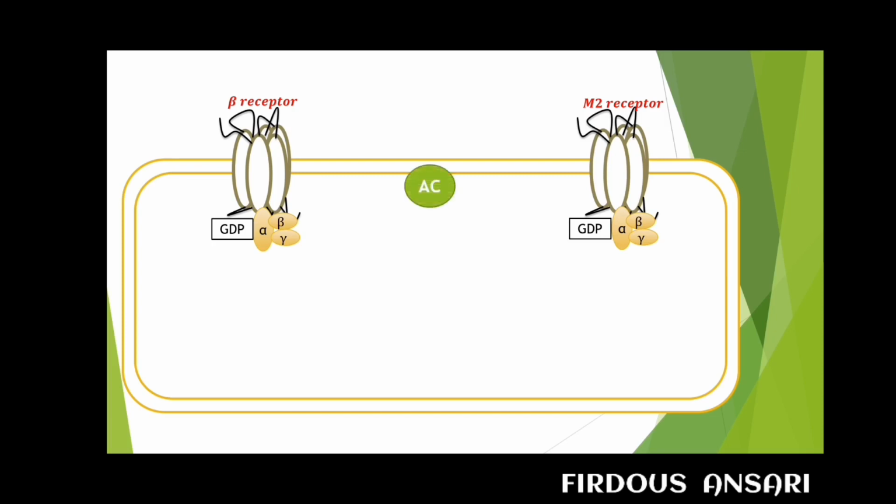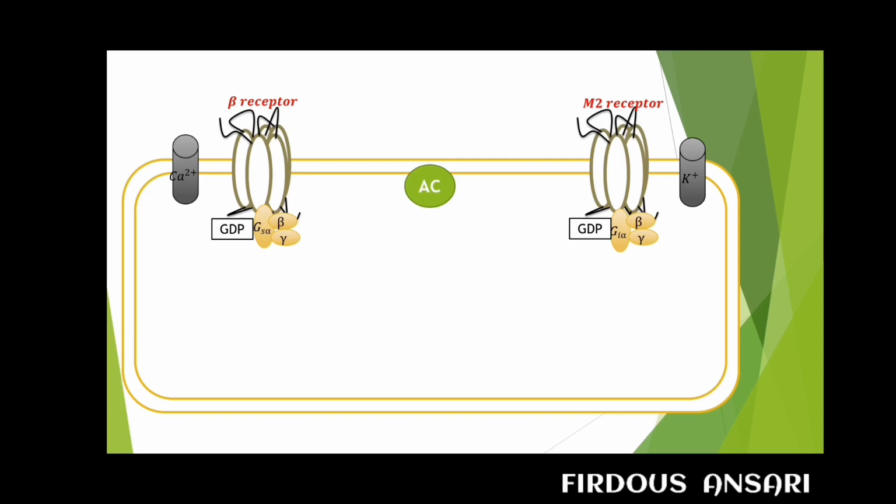This is adenylyl cyclase. It is the enzyme, or you can say it is the effector in this case. This is a calcium channel and this one is a potassium channel. Now this beta receptor is an example of GS, that is a G stimulatory kind of receptor, whereas this M2 receptor is a kind of GI, that is a G inhibitory receptor.